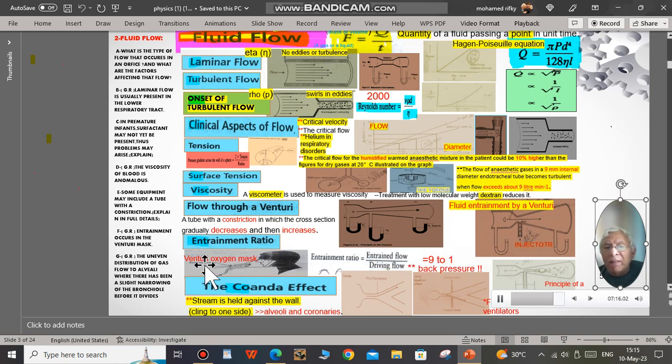The Venturi mask is a tube. The tube has a narrowing at its end. This narrowing is capable of increasing the velocity of air, and due to the decrease in the pressure and increase in the velocity, it will drag more air around it. So whenever I use 1 liter of oxygen through this tubing, it is capable of driving 9 liters of air around it. Of course, we must keep in mind that back pressure may affect this entrainment ratio.